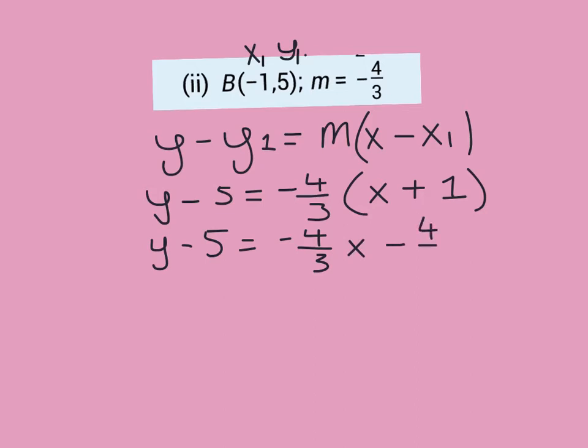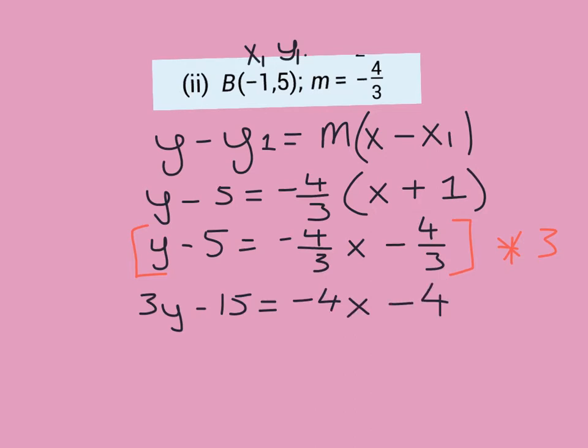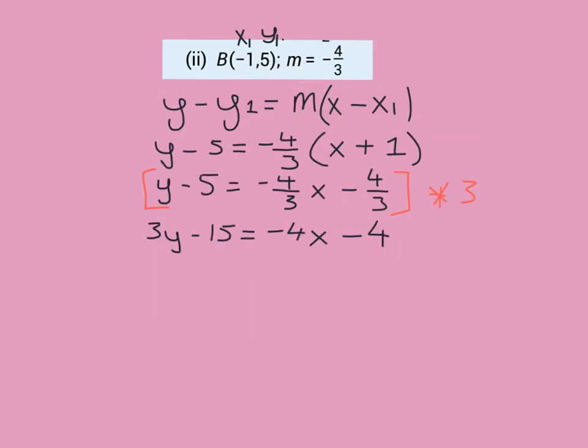minus 4 over 3. And then as we know from the last day, we take that whole line and we're going to multiply it by 3 because we want to get rid of the fraction. So when I do that, I get 3y minus 15. That just becomes minus 4x. And this just becomes minus 4. Final part, you can write this in two ways.